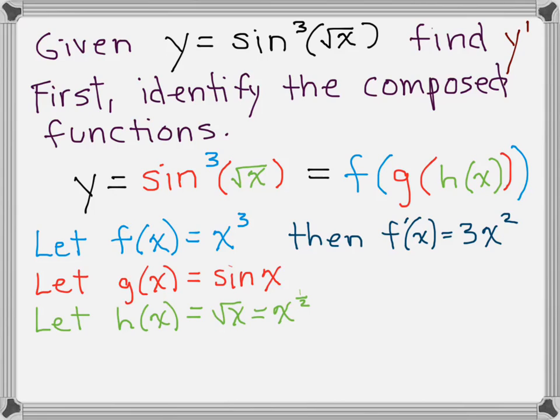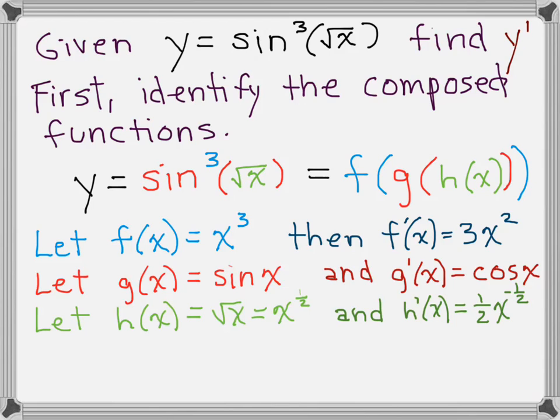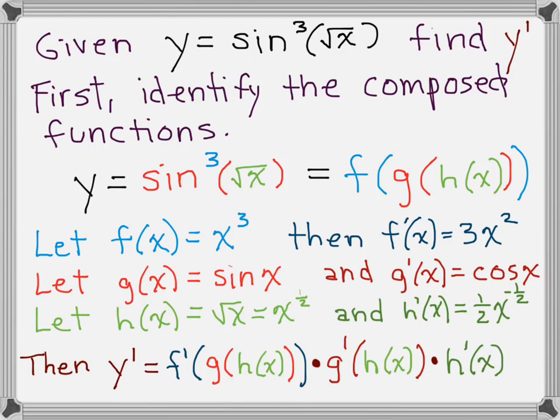Now we find the derivative pieces. The derivative of f is 3x squared, the derivative of g is cosine of x, and the derivative of h is 1/2 x to the negative 1/2. Don't forget to subtract 1 from the exponent there.